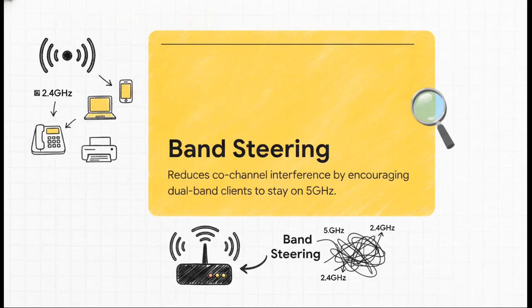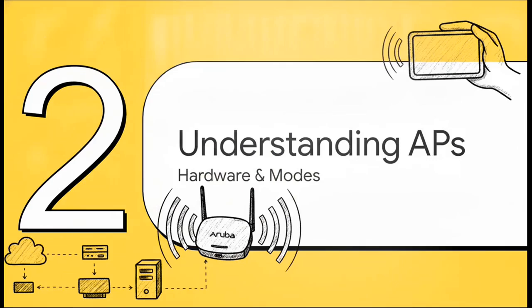And to keep all of this running optimally, we lean heavily on band steering. You see, we have way more channels available on the 5 GHz band than on the super crowded 2.4 GHz band. By actively encouraging dual-band capable devices to move over to 5 GHz, we significantly reduce co-channel interference. And the best part, it frees up that precious 2.4 GHz space for single-band clients that really need it, like older VoIP phones.